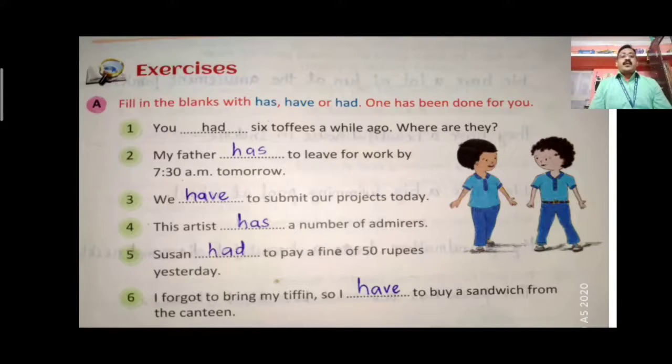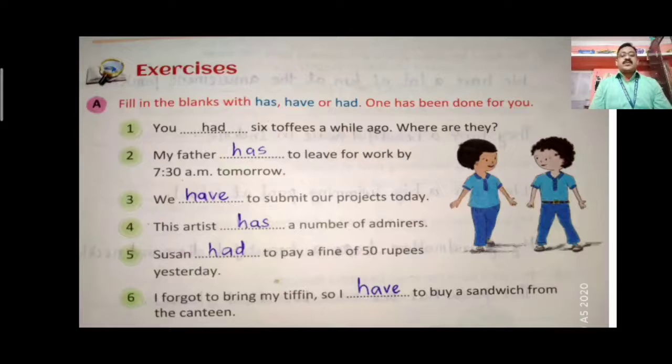My father has to leave for work by 7:30 a.m. tomorrow. Here we are talking about the time which has not come yet, it is going to come. Means tomorrow my father will have to leave for work. So my father is a singular subject, or a singular noun, so you have to use has. We have to submit our project today. So here also the verb is in present form. We is a plural subject, so we have to use have.